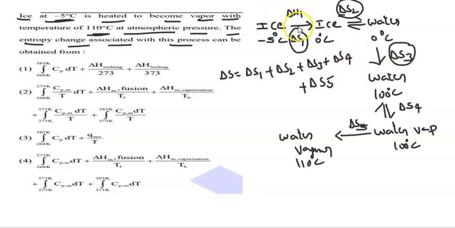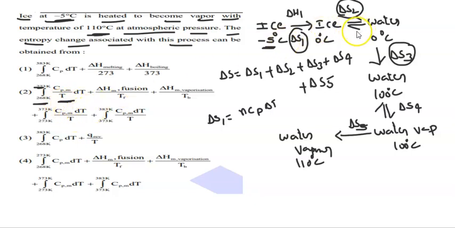So for the first one, there is no equilibrium establishment, there is no phase change also. But this process takes place at constant pressure, at 1 atmospheric pressure. Then the formula is delta S1 is equal to nCp delta T. So if I do the integration for this one from minus 5 degrees centigrade, that is 268 kelvins, to 273 kelvins, Cp by T dT. So this is the value of delta S1.